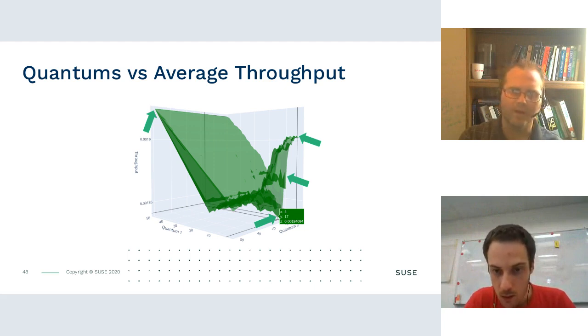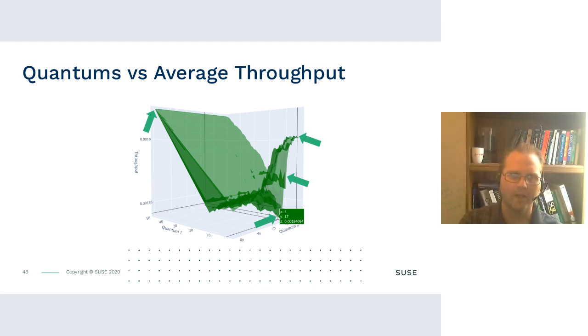This was purely theoretical, and it was just to investigate the best quantum values for the multi-level feedback queue. And as somebody mentioned in the chat, it looks like the Linux kernel uses a single level queue. It doesn't use multi-level, which is interesting. I mean, the proposal is that maybe this would be more efficient for the Linux kernel, but I didn't research that.